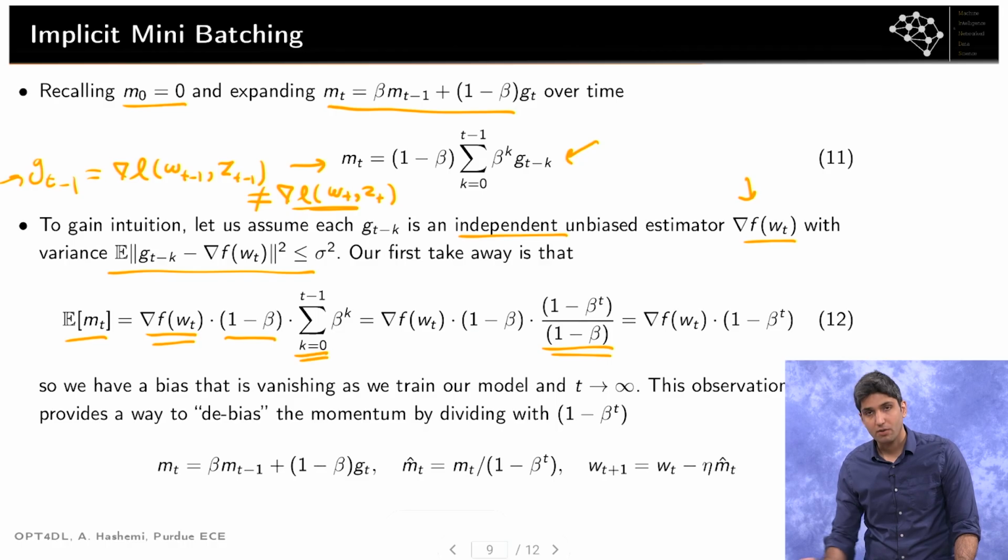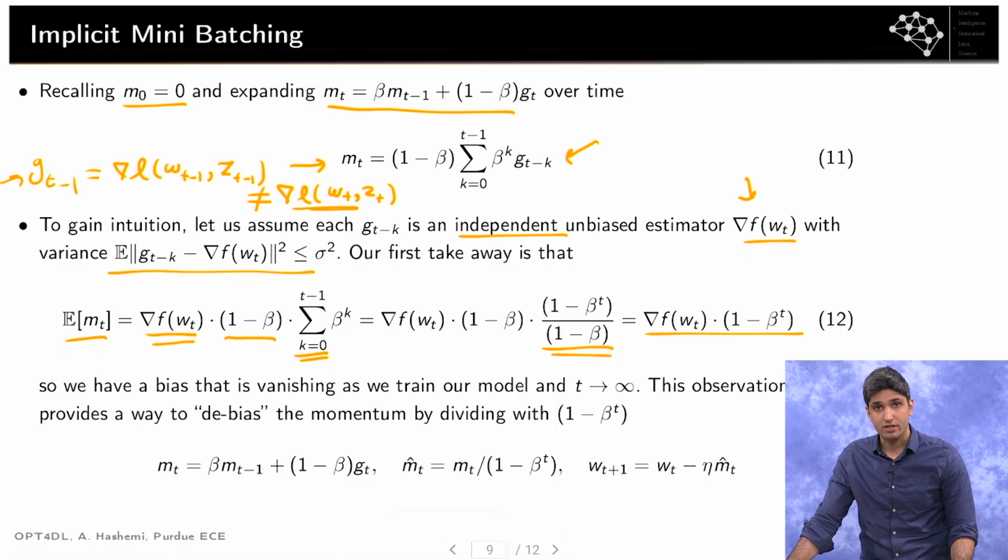As we can see here, there are 1 minus beta in the numerator and denominator. So let's get rid of both of them. So we're going to arrive here. Okay. So therefore, under these assumptions, we calculated the expected value of the momentum. And this is basically the true gradient times 1 minus beta to the power of t.